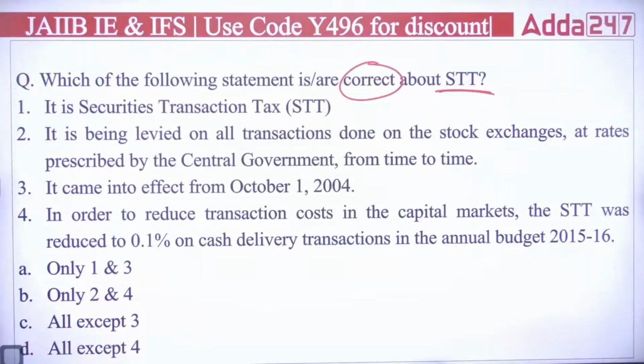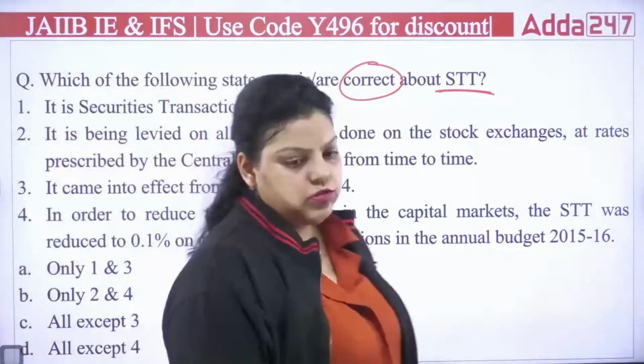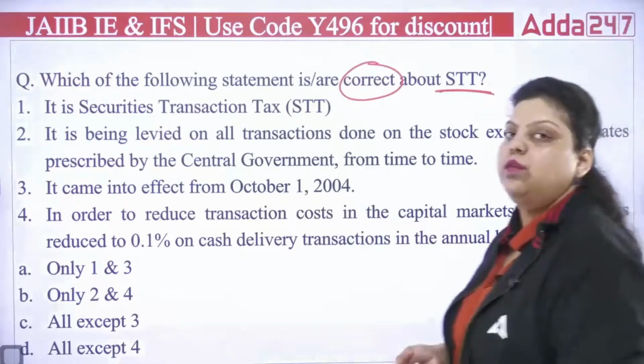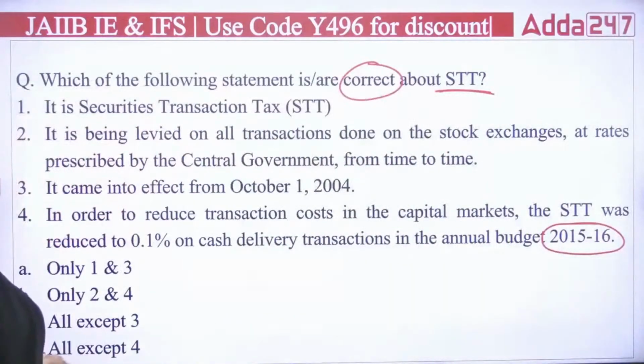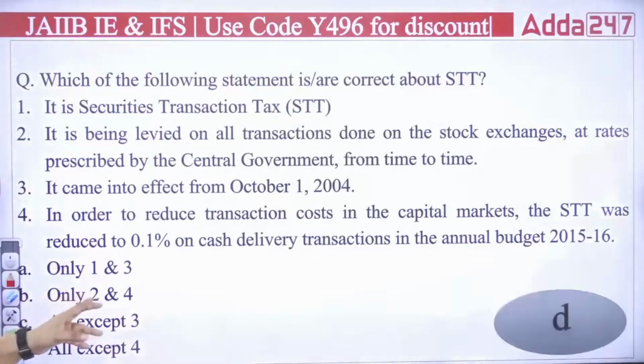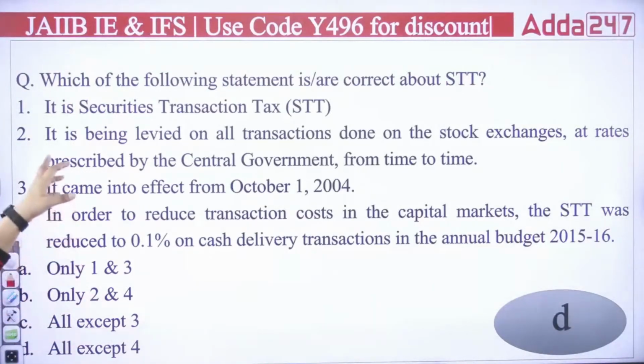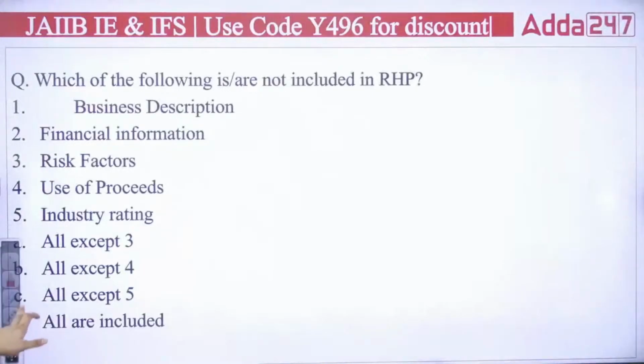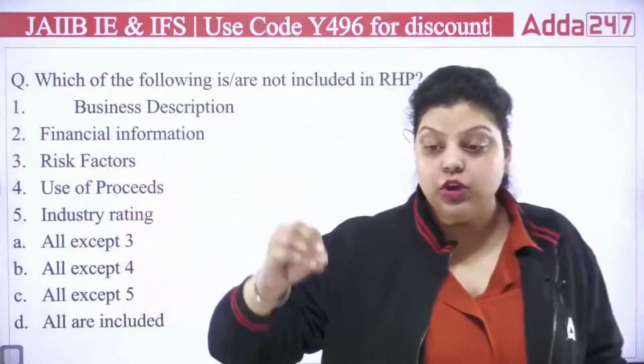Okay. See, everyone is saying all except 3. What is wrong with the third statement? All are correct, but the answer that is not correct is this. Not in 15-16, in 13-14 it had been done. Okay, so the right answer will be D, all except 4. All except 4 are correct here because it was not introduced in the budget 2015-16. Okay, the right answer is D, not C. The introduction year, 2004, is correct, but the budget in which the cash delivery transaction cost was reduced is not.